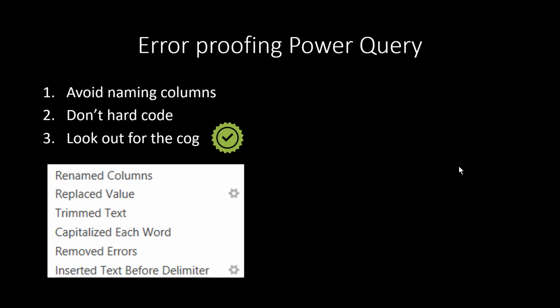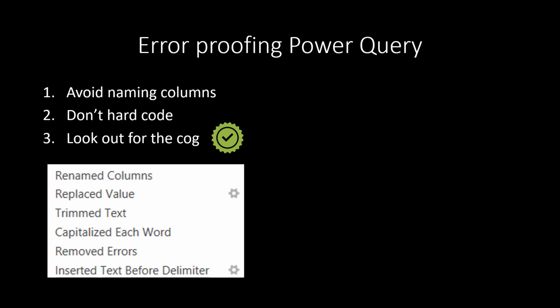In this video, I'm going to show you how to safely remove rows and columns so that you're less likely to get errors in the future. There are three rules to generally apply with Power Query to make it future-proofed or error-proofed. Number one is avoid naming columns in the code as much as possible. The second one is avoid using hard coding. Like if you say remove top five rows, then you're referencing the number five.